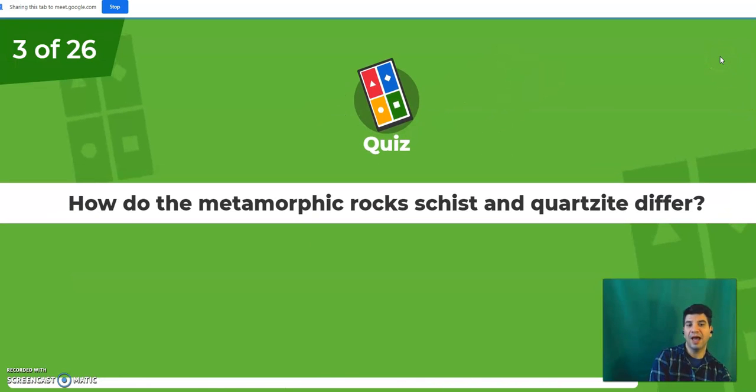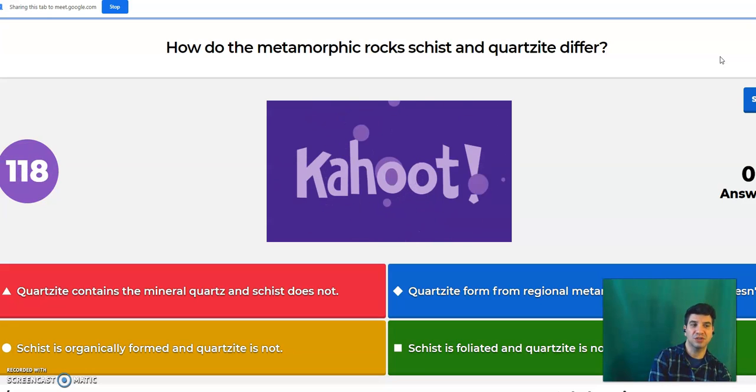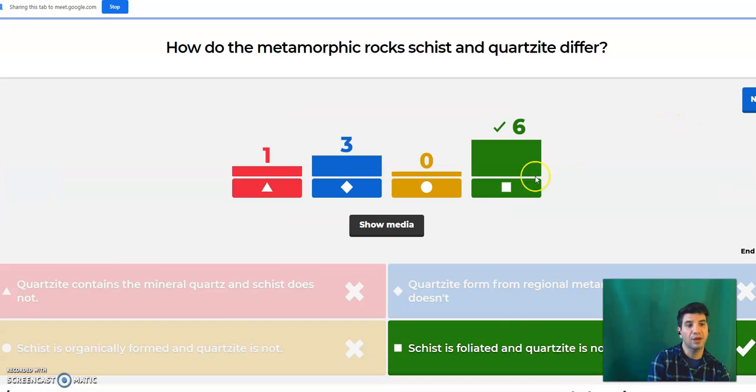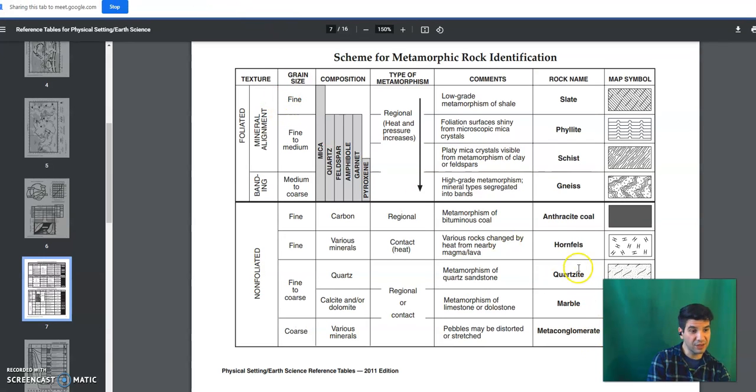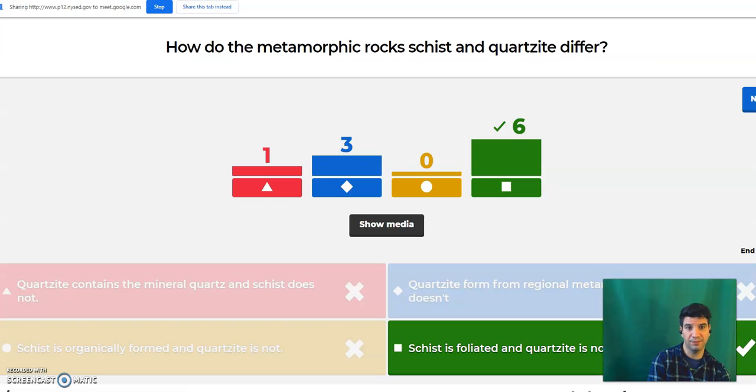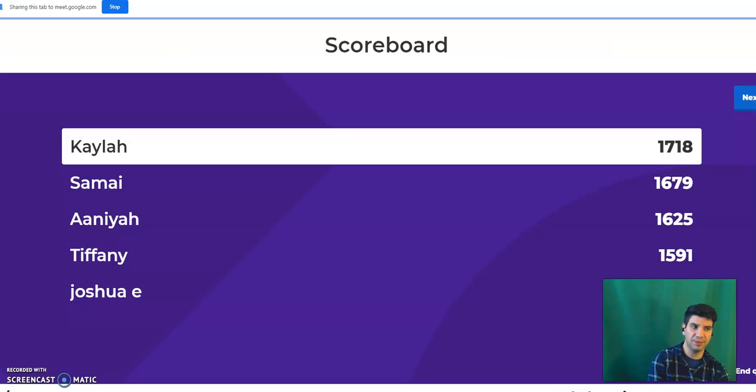Question 3. How do the metamorphic rocks, schist and quartzite, differ? Alright, so schist is foliated, quartzite is not. ESRT page 7. You can find quartzite right there under the non-foliated, and schist is under foliated. Pretty simple, just reading page 7.